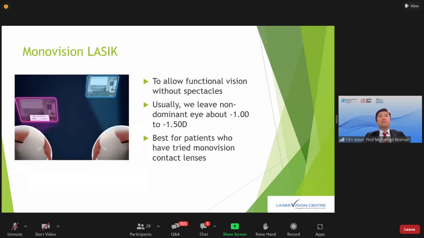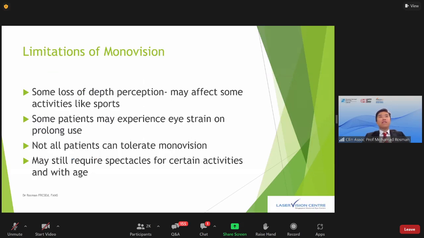So monovision LASIK allows functional vision without spectacles. Usually, we leave the non-dominant eye about 100 or 150 degrees of short-sightedness. It's usually best for patients who have tried monovision contact lens, but some patients may have difficulty adapting to it.